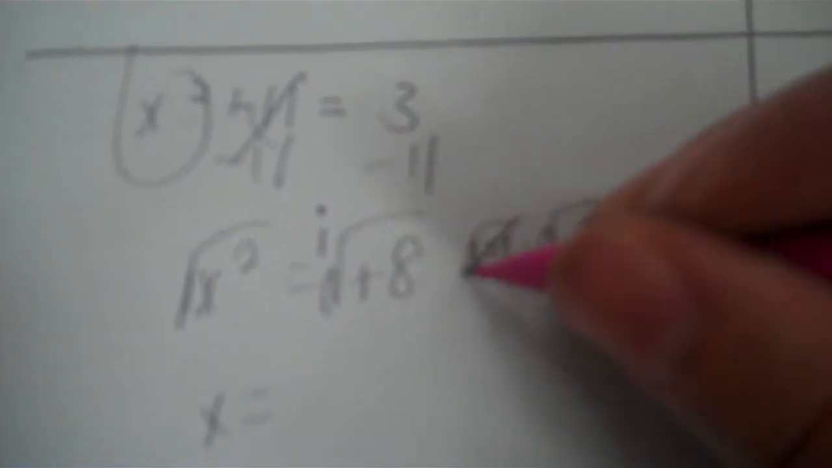And then see what 8 is divisible by. It's divisible by 4 and 2. Well, this is 2. So 2 square root of 2, and we always put the i in front of the square root. So 2i square root 2, 2i square root 2 negative. Minus 31, so 2x squared equals negative 24.